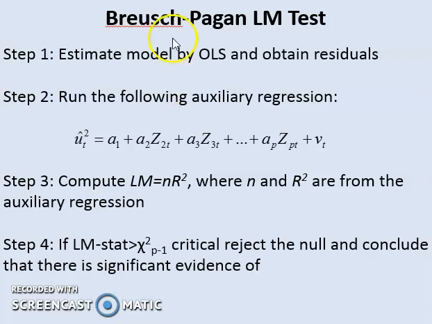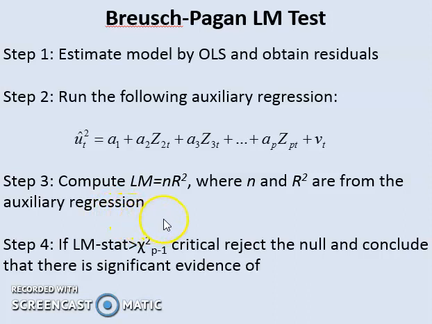So in the Breusch-Pagan LM test, the first thing is we need to estimate the OLS, and from the OLS we need to obtain the residual, and then from the residual we square it, and then we run the auxiliary regression, meaning we regress ui hat squared on Z's. So these Z's will be the X values. Once we regress ui hat squared on the Z's, we need to compute the test statistic. The test statistic will be the sample size multiplied by R squared, whereby this R squared is the R squared from the auxiliary regression.